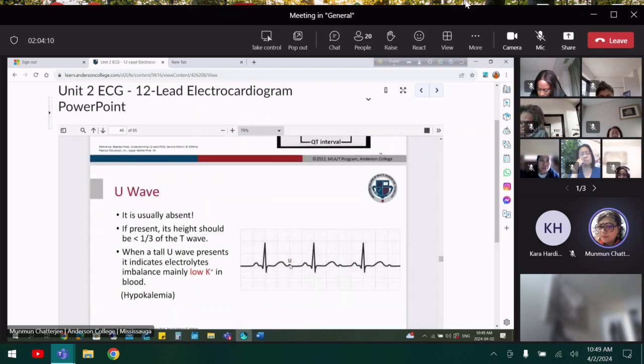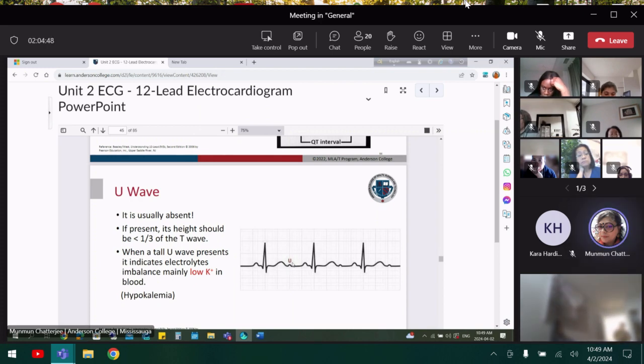Sometimes there is a wave called the U wave, it generally doesn't show in the normal ECG. But sometimes it comes. If it is present, it should be one third of the T wave. But if this wave becomes higher, there is a problem of electrolyte imbalance. Sometimes it represents low sodium. These questions come.